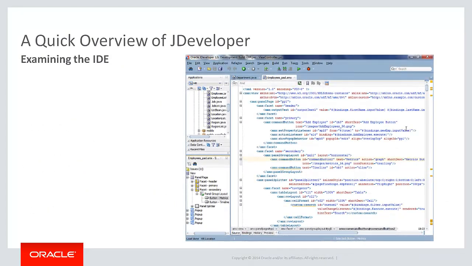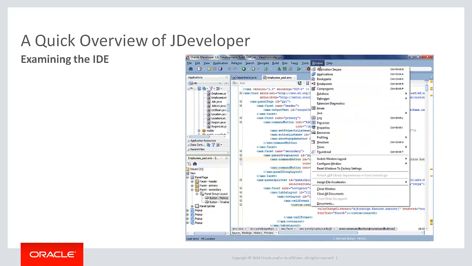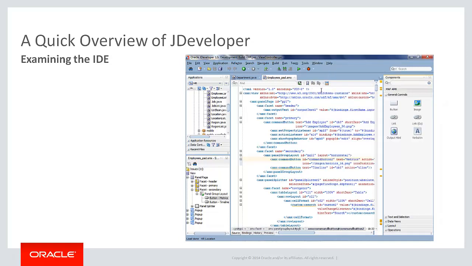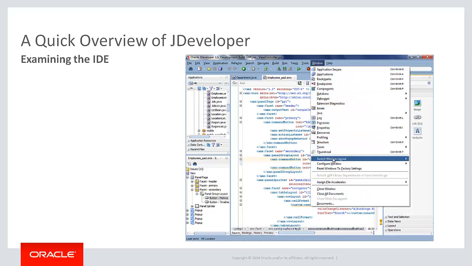Now, JDeveloper will often intelligently hide and show windows in the context of the task that you're currently undertaking, or you could accidentally close a window. So if you need to reopen a window, you can achieve this via the window menu and navigate then to the required window. Or if you select window, then reset to factory settings if you want to completely reset the window layout.